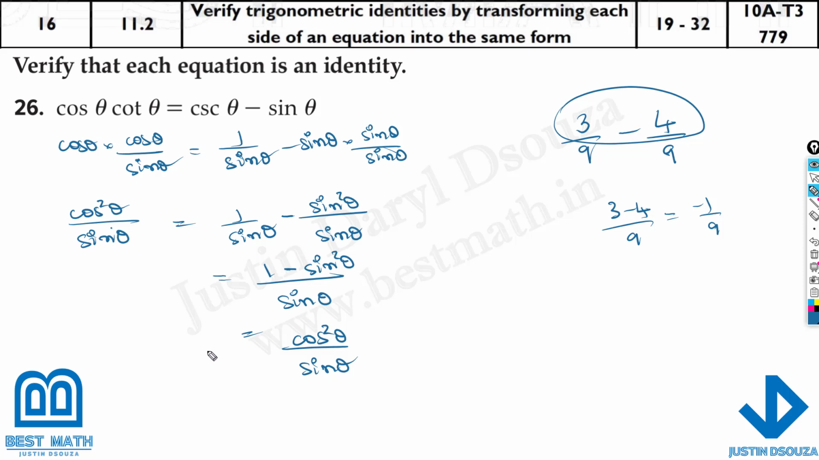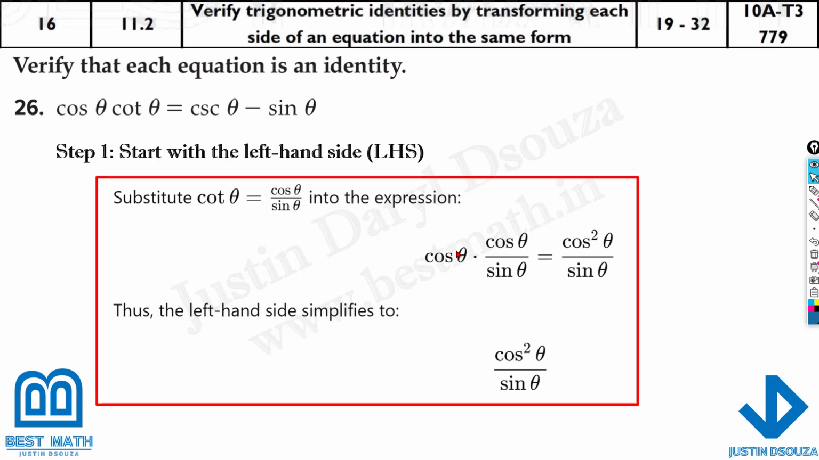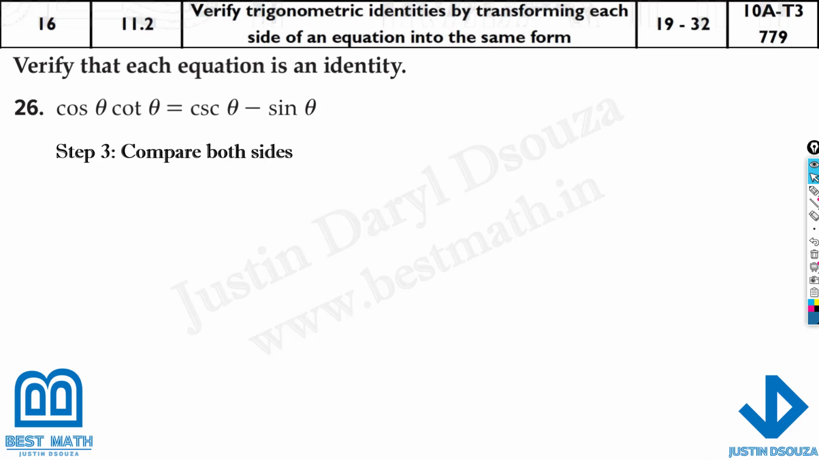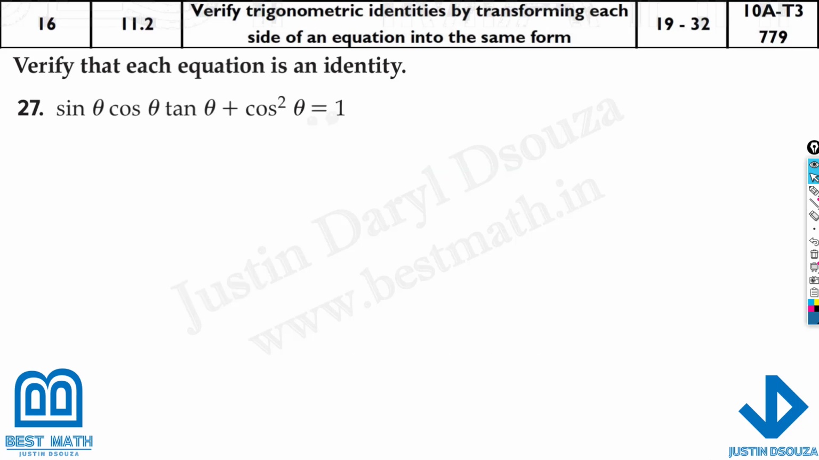Is it correct? Yes. The left hand side is equal to the right hand side. Hence, this equation is an identity. This was pretty simple. And you can just pause it and go through it later on. That's the answers.